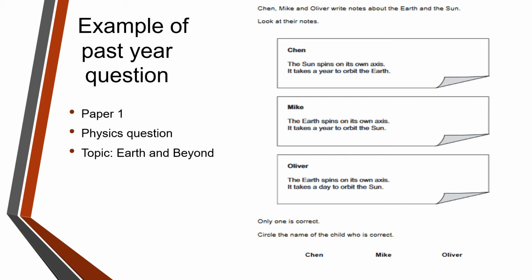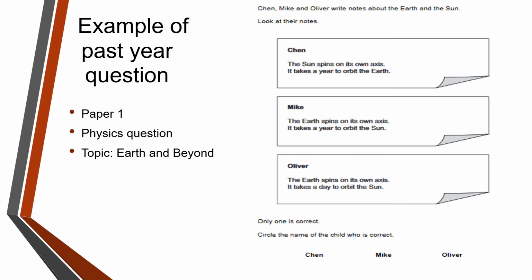Now, students are advised to read all the 3 notes carefully and then decide based on their knowledge. Only one is correct. Circle the name of the child who is correct. Now let's see about the spinning on the axis. Yes, earth spins on its own axis. Oliver also is right. Earth spins on its own axis. Let's look at Chen's answer. The sun spins on its own axis. That is incorrect. So Chen is incorrect because of the first sentence.